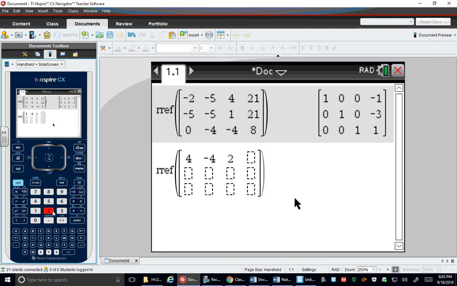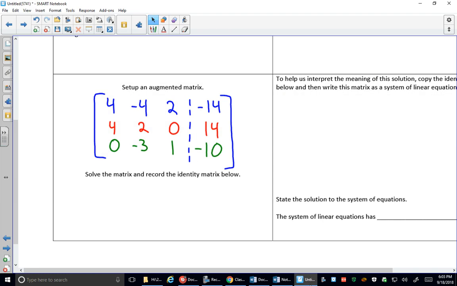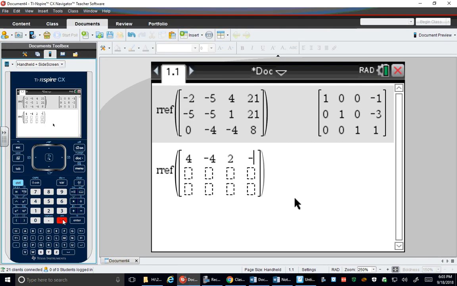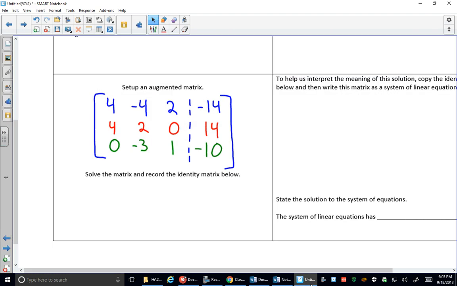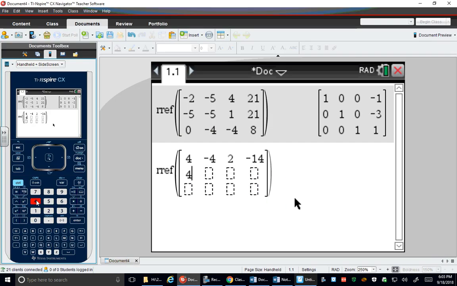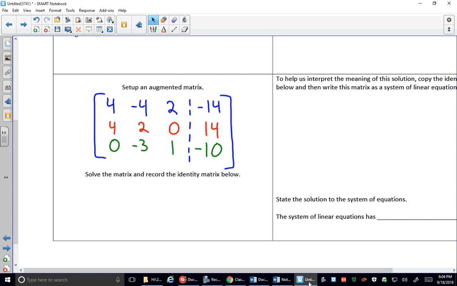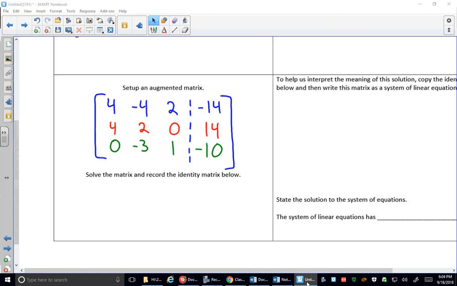Okay, 4, -4, and 2. Remember, I'm using tab to move between those cells. Okay, next row. 4, 2, 0, 14. Okay, and the last row. 0, -3, 1, -10.